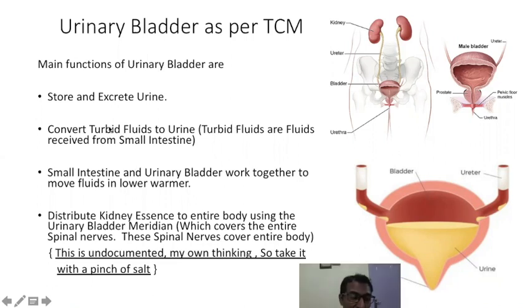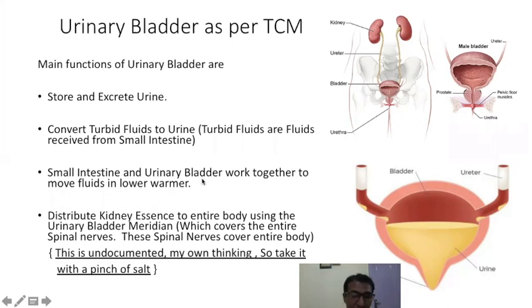But TCM says, in the last class when we were discussing the small intestine, we also said that the small intestine sends the rejected fluids into the urinary bladder, and the urinary bladder converts them. So whatever waste is coming from the small intestine, that turbid fluid gets converted into urine in the urinary bladder. The small intestine and urinary bladder work together to move the fluids in the lower warmer.